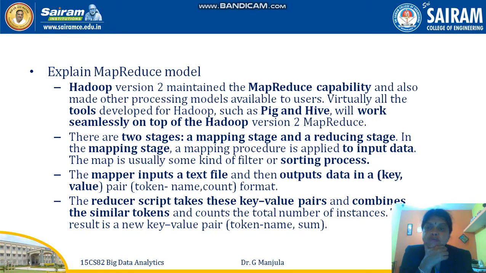It is an important topic, what is known as the MapReduce model. Now Hadoop version 2 maintained the MapReduce capability and also made other processing models available to users. Virtually all the tools developed for Hadoop, such as Pig and Hive, will work seamlessly on top of Hadoop version 2. So here we are going to learn what Pig tools and Hive tools mean. These are the major famous top-level Hadoop tools. There are many tools for Hadoop, but these are the two major important ones.